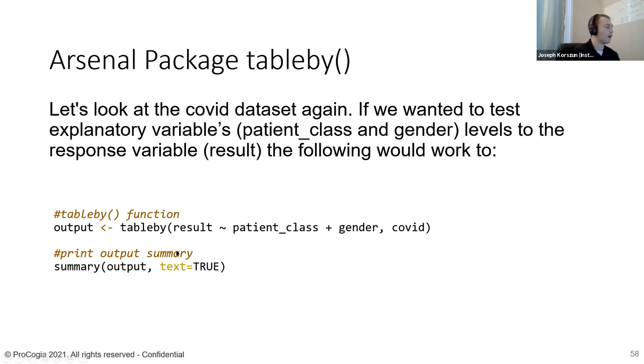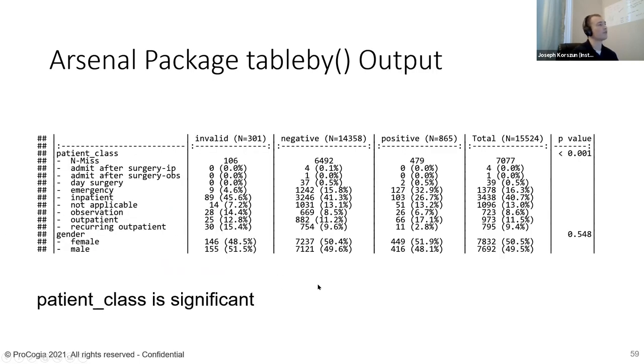Then we're just going to print out the summary of this data as well. So this is what the output looks like. You can see it's a little bit different from the frequency list example that we saw. However, something you can notice is that we do have a level of statistical significance within these parameters here.